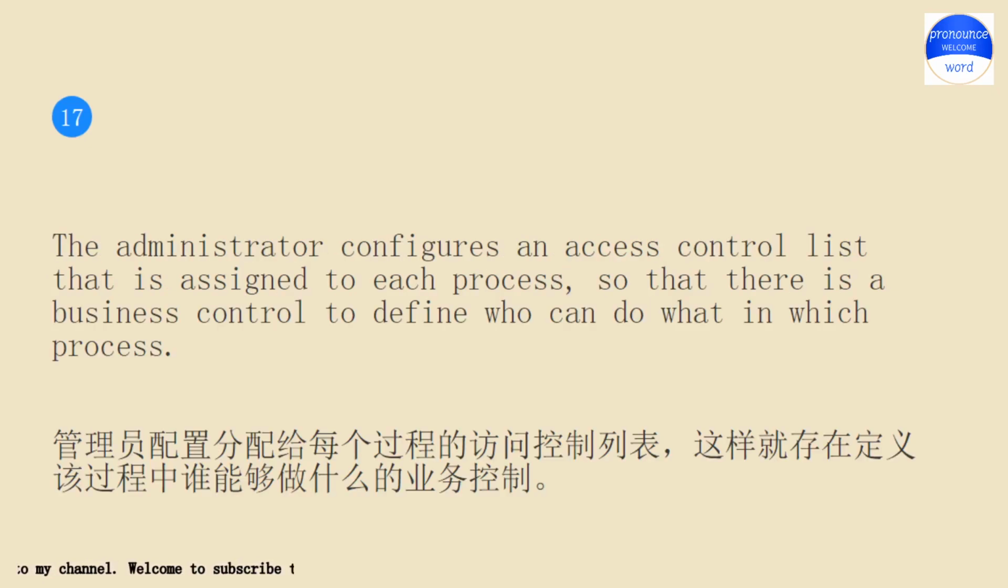The administrator configures an access control list that is assigned to each process, so that there is a business control to define who can do it in which process.